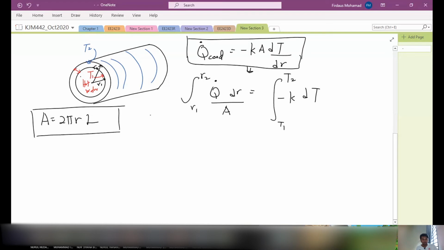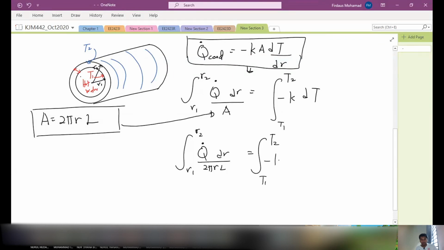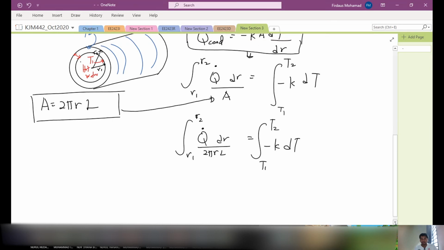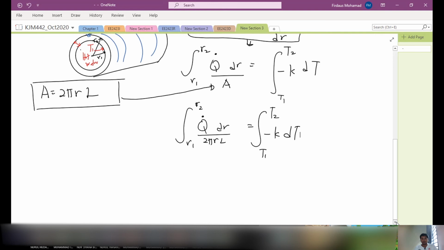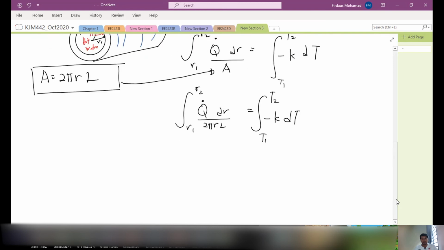Okay, so now substitute A in this equation, you will obtain Q dot, integral from R1 to R2, 2 pi RL dr, equal to integral from T1 to T2 of K dT. Okay, so now we can integrate because dr, we already have R in the equation.